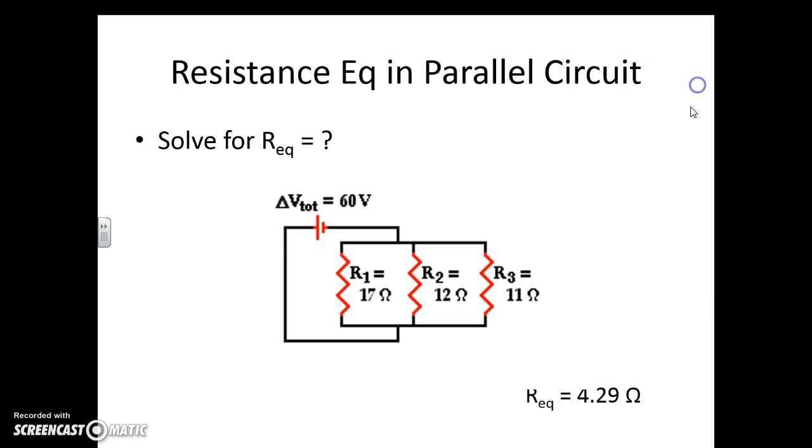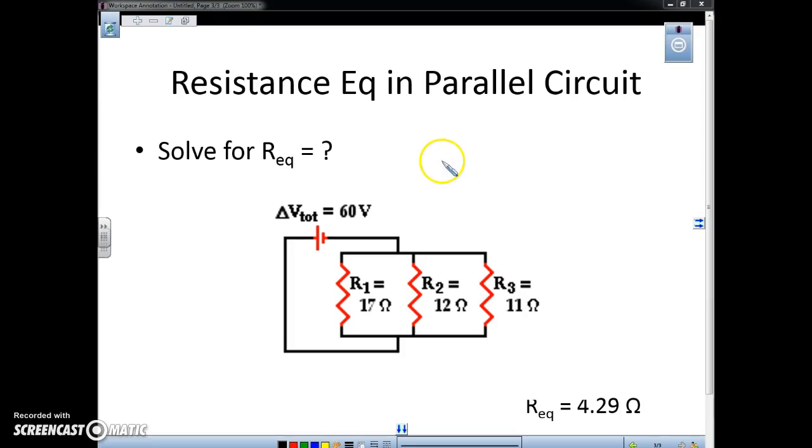Where you get that is like this. You're going to do 1 over Req is equal to 1 over 17. I'm going to ignore the units, so these should all be in ohms, but I'm trying to expedite this. So I'm going to do that trick: 17 inverse plus 12 inverse plus, we got 11 inverse.